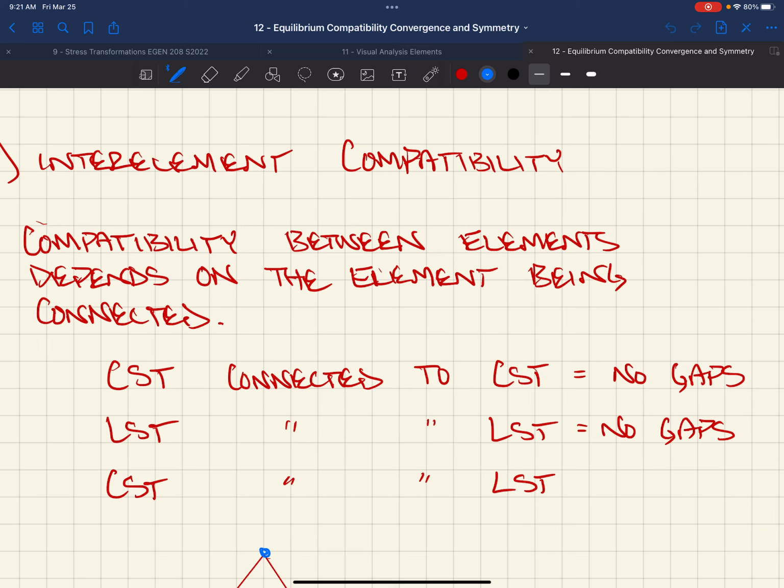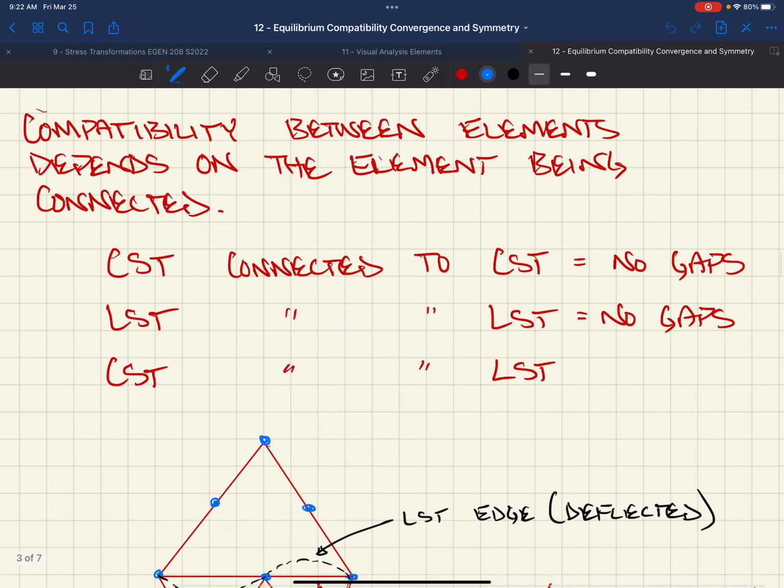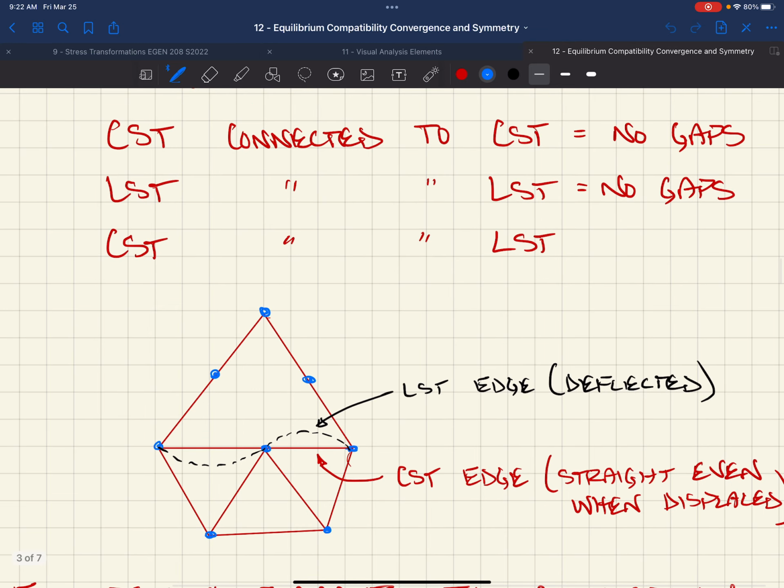And so if we've connected a CST to a CST, we know the shape function along the boundary between two nodes, the third node's shape function becomes 0, right? And everywhere along that line, those other two shape functions sum to 1. So if we connect a CST to a CST, we don't have any gaps. If we connected a linear strain triangle to a linear strain triangle, we wouldn't have any gaps.